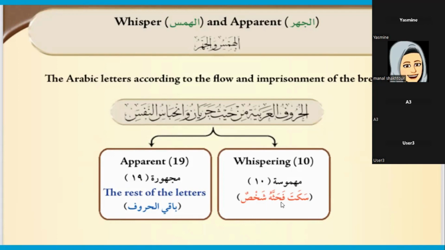The apparent letters are all the letters minus سكت فحثه شخص. So the answer is all of the letters minus سكت فحثه. Sister Layan, you got it? You got that? Yes. So the apparent letters are all of the letters minus سكت فحثه شخص. All right? Okay. That's when it comes to vibrating the vocal cords or not.